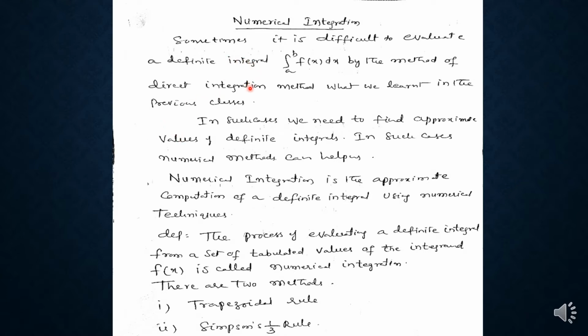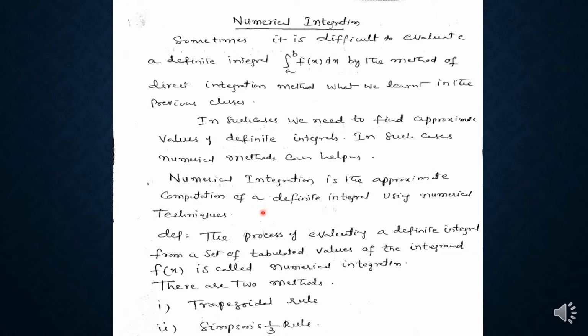For example, the integral of e to the power of 2x square dx or the integral of e to the power of x square dx, we cannot integrate by using the direct integration methods we learned in the previous classes. In such cases, we need to find approximate values of definite integrals, and numerical methods are used. So numerical integration is the approximate computation of a definite integral using numerical techniques.